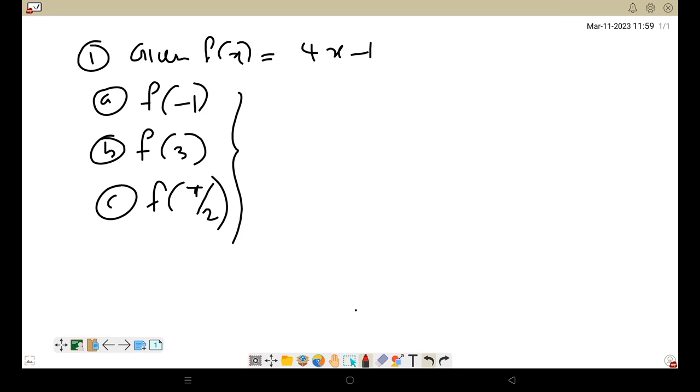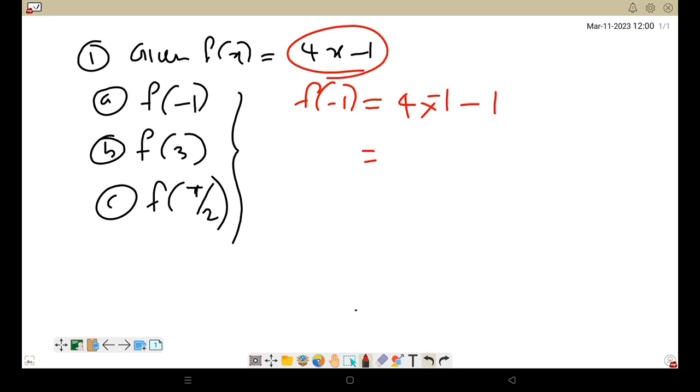Here the function f of x is equal to 4x minus 1. Instead of x, we give the value of minus 1. So f of minus 1 equals 4 times minus 1, minus 1. 4 times minus 1 is minus 4, and minus 1 gives the answer minus 5. Okay, clear?